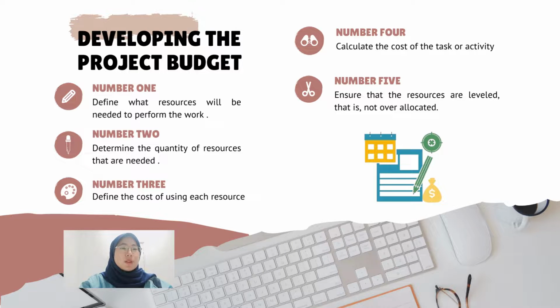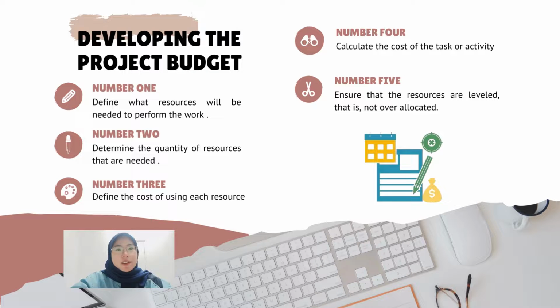The first one, we need to define what resources will be needed to perform the work. Simply put, project resources are the things needed to accomplish particular tasks in a project. These can be people, capital, materials, time, and tools. In other words, you cannot start any project without resources. Next, determine the quantity of resources that are needed. This will help with budgeting appropriately for all inputs required over a project duration.